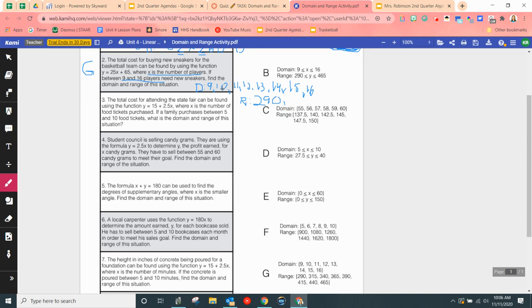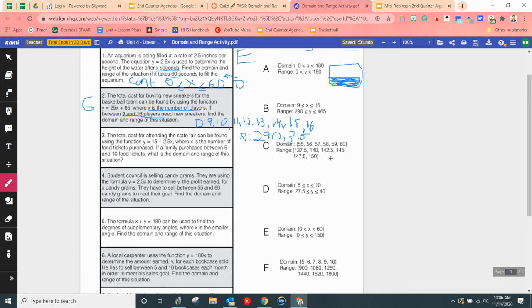But now if I have 10 players on my team, well then I would have 25 times 10. That's 250 plus 65, which should be 315. Okay, so now I'm going to verify. Again, we said we thought it was G, so I've got 290 and 315. So yes, it must be G. It's going to work out.